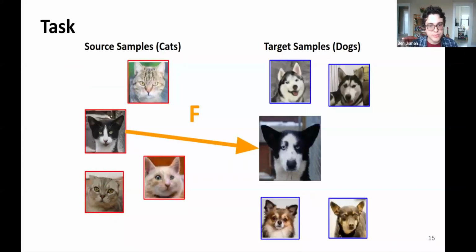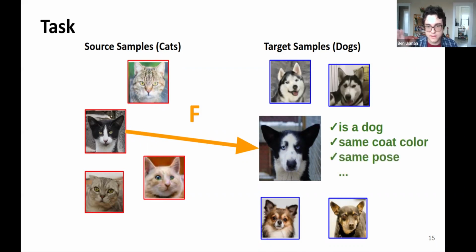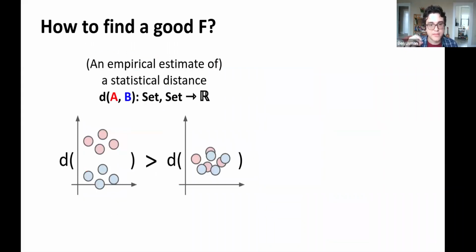And usually we assume that the ground truth function not only generates realistic dogs, but also preserves the fur color, pose, and everything else as much as possible. And throughout this talk, I will also mention statistical distances between datasets or distributions.